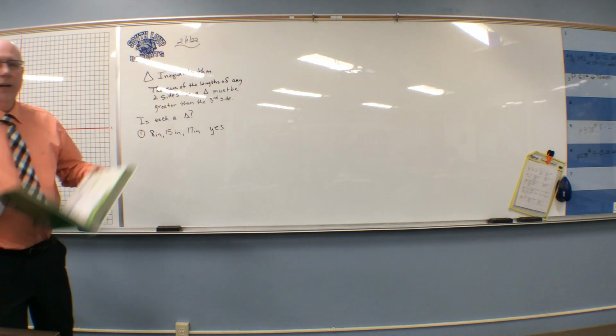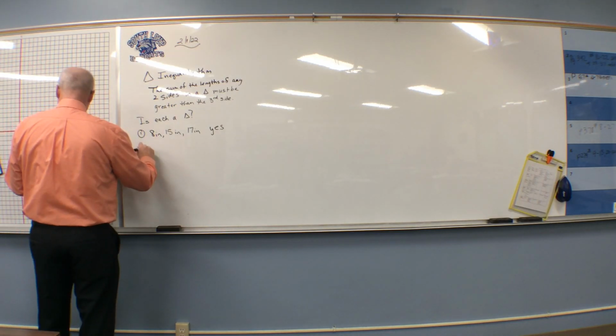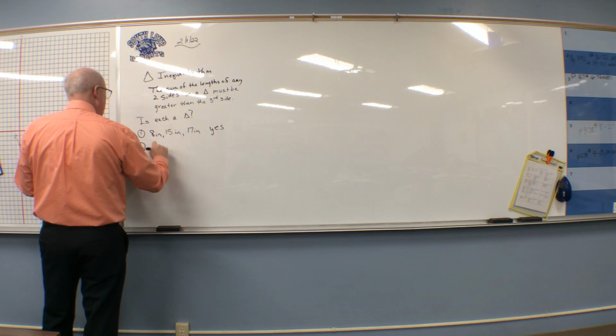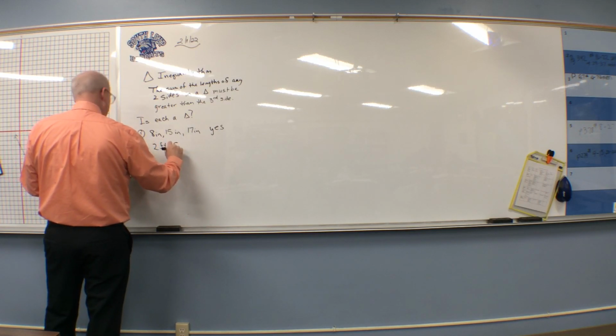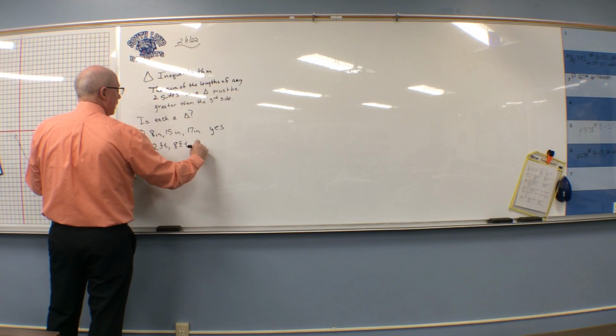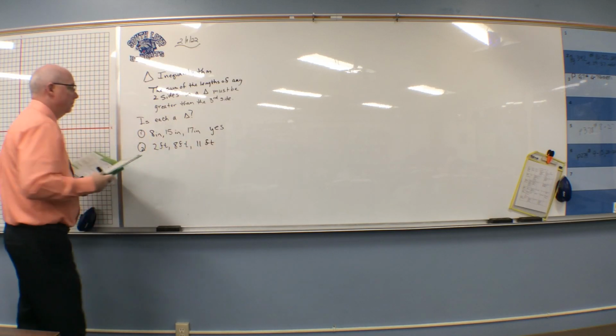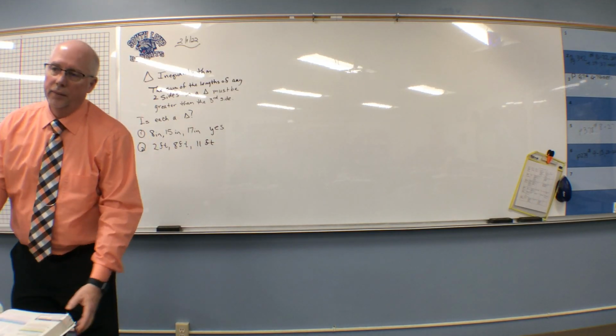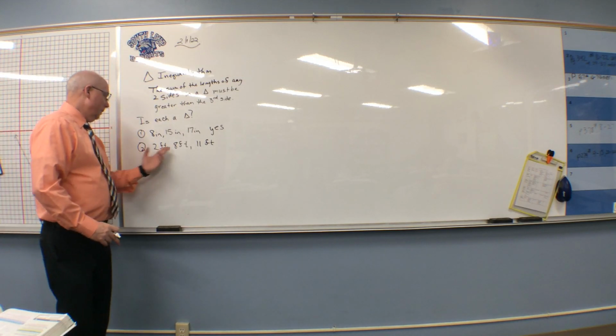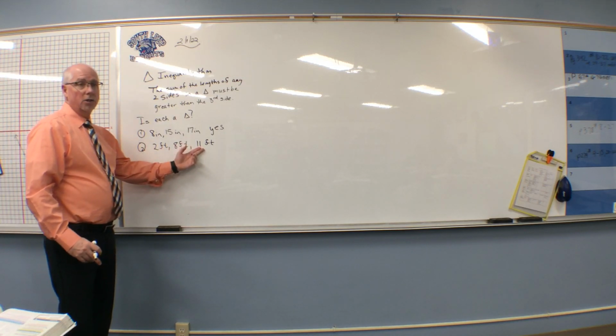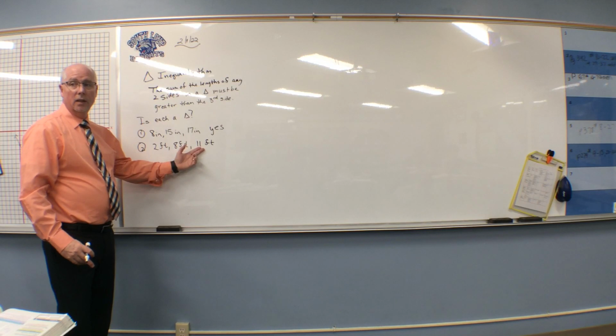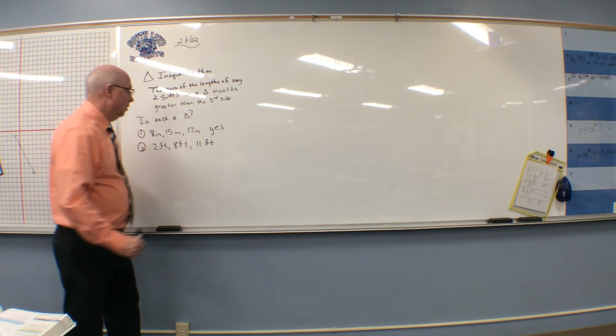All right. Now let's take a look at this one. 2 feet, 8 feet, and 11 feet. Well, 2 plus 8 is 10, which is not larger than 11. So right off the bat, we don't have it larger than 11. So this is not a triangle.